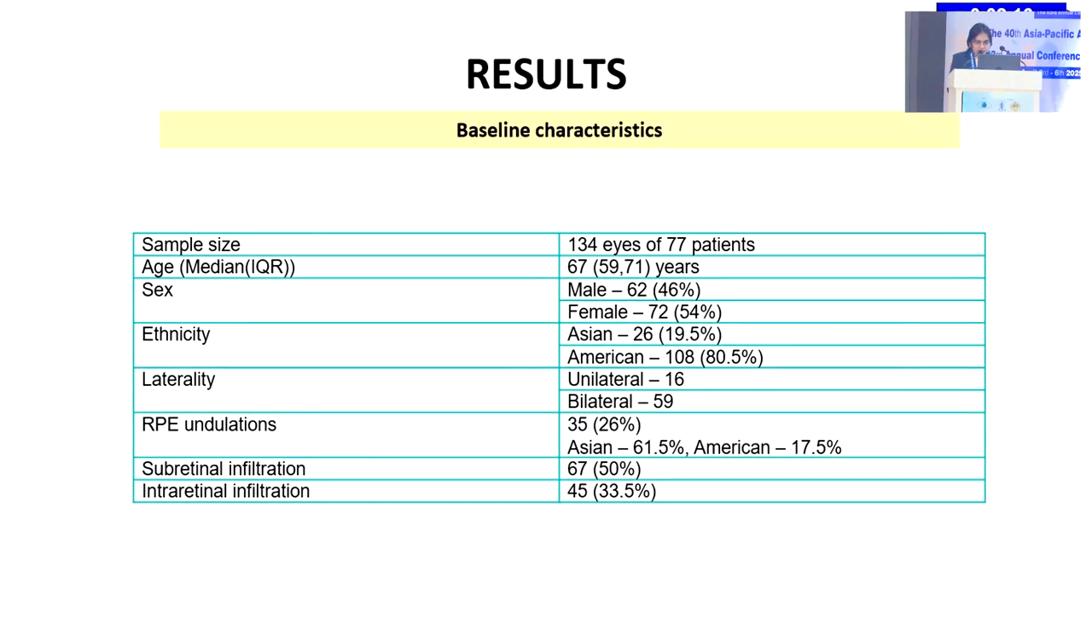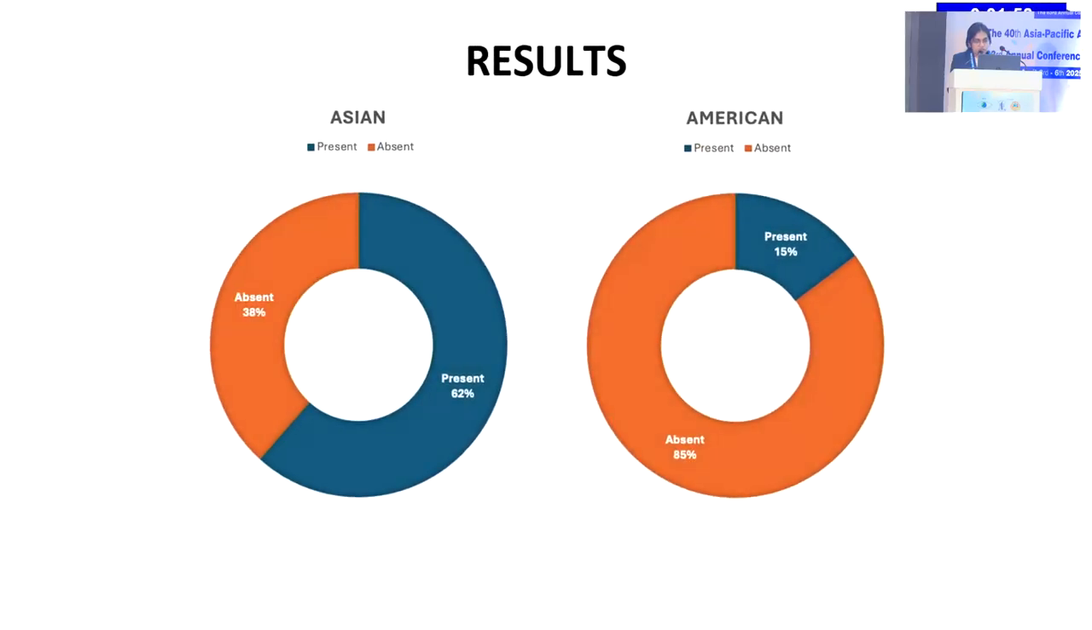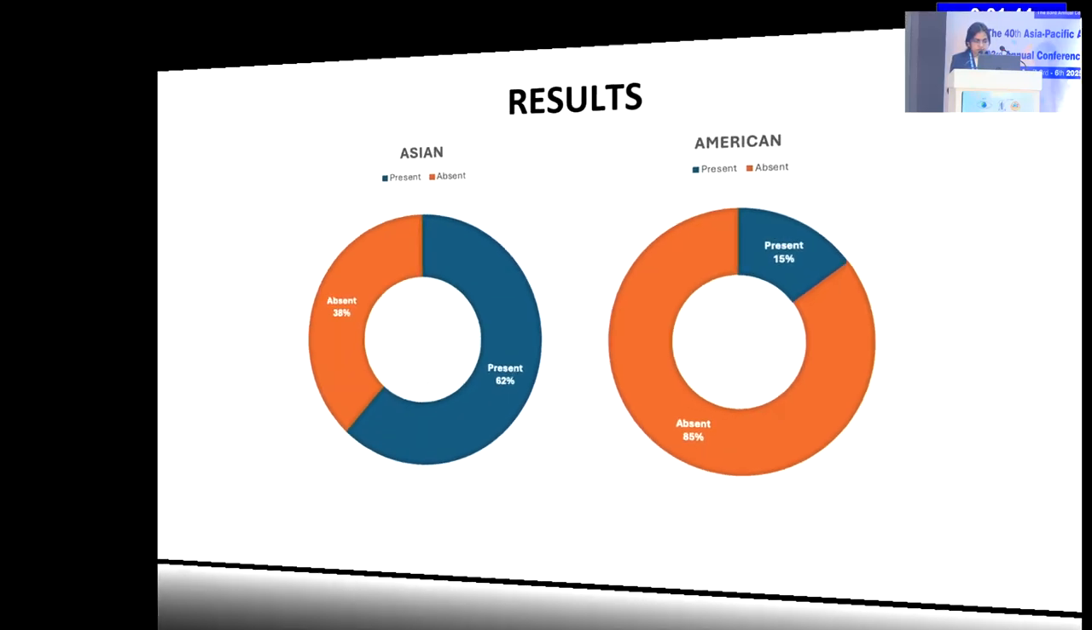These were the baseline characteristics. Our study included 134 biopsy confirmed eyes of 77 patients, in which 26 were the Asian population and 108 were the American population. The RPE undulation was present in 26% of the eyes, subretinal and sub-RPE infiltration in 50%, and intraretinal infiltration in 33.5% of the eyes. The prevalence of the RPE undulation in the Asian subset of the population was 62%. In Americans, however, it was present in 15% of the population.